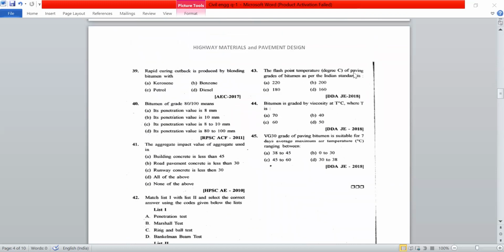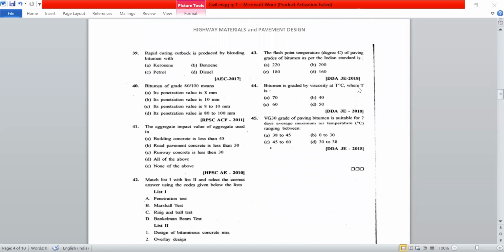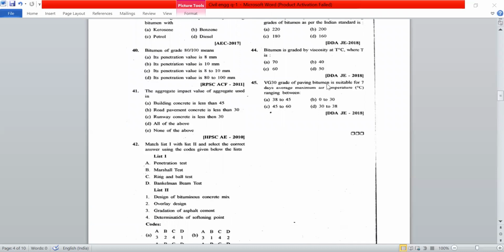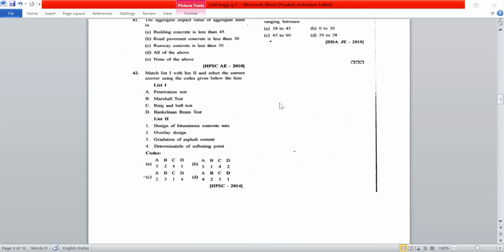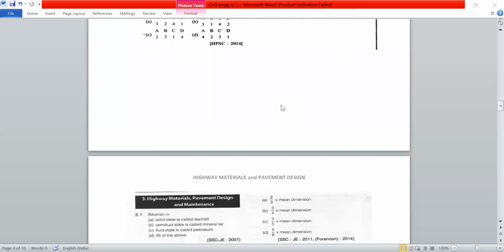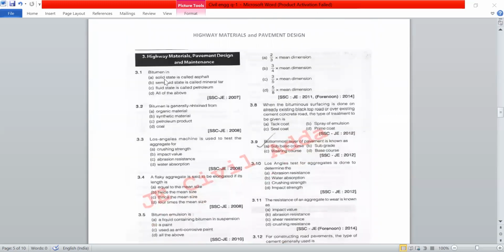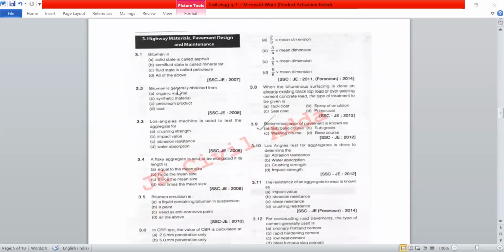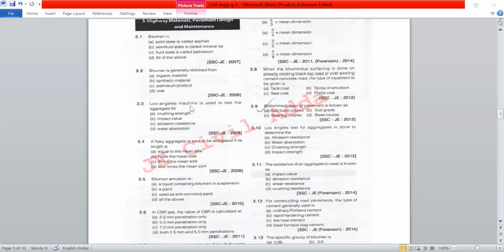The flash point temperature in degrees C of paving grades of bitumen as per the Indian standard is 220. Bitumen is graded by viscosity at T degrees centigrade, where T is 60. VG30 grade of paving bitumen is suitable for 7 days average maximum air temperature in degrees centigrade ranging between 38 to 45. Bitumen: all of the above.